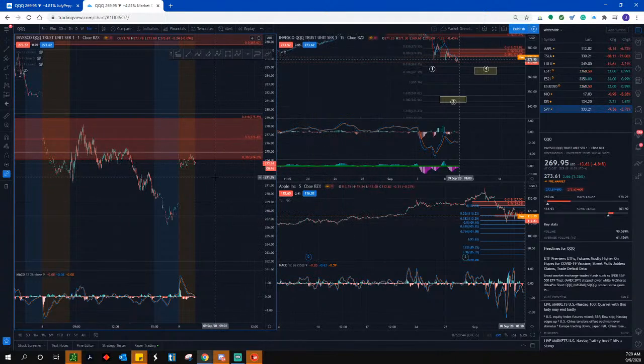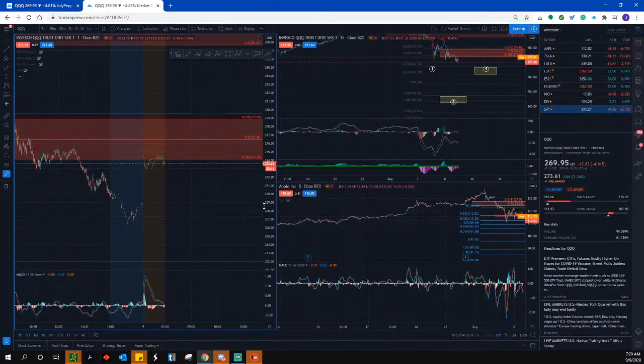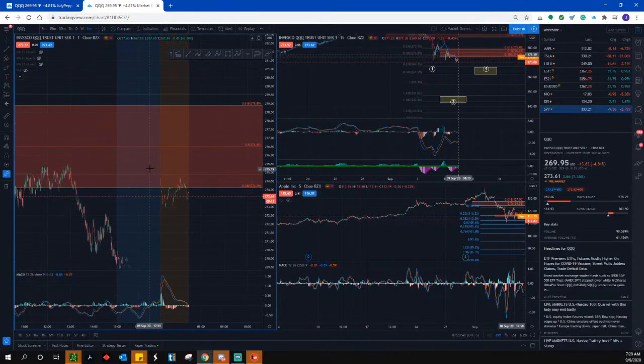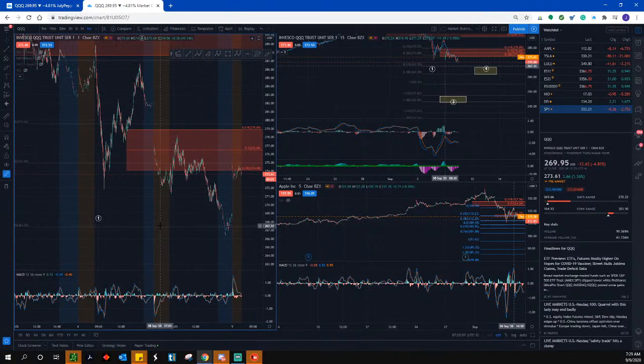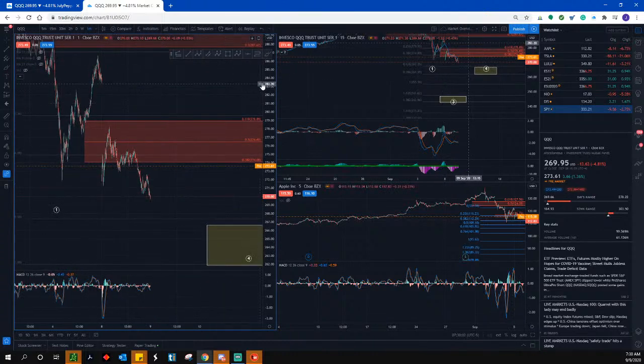Yeah, so it's already tested once. It got up in there, went back down, so it's trying. I mean, it's trying to work its way back up. But what I'm counting is this.